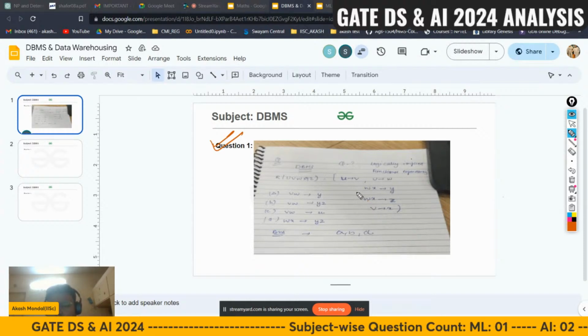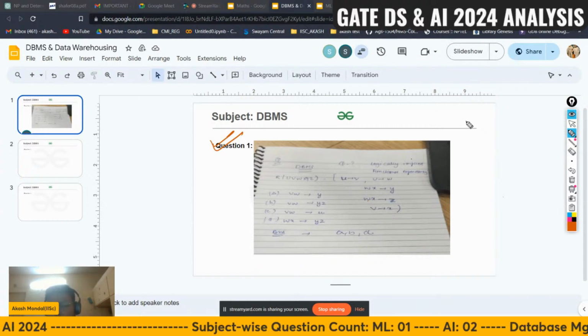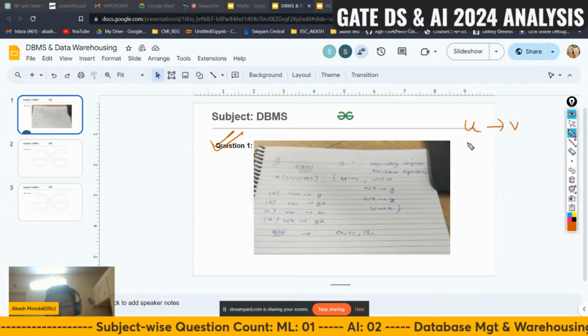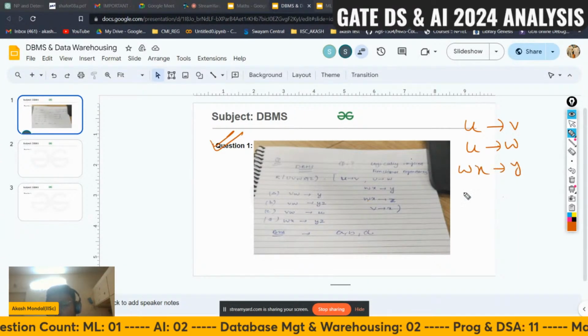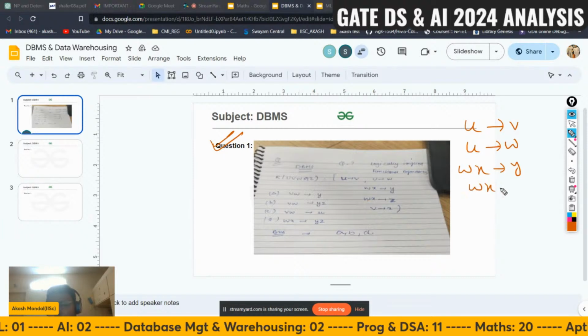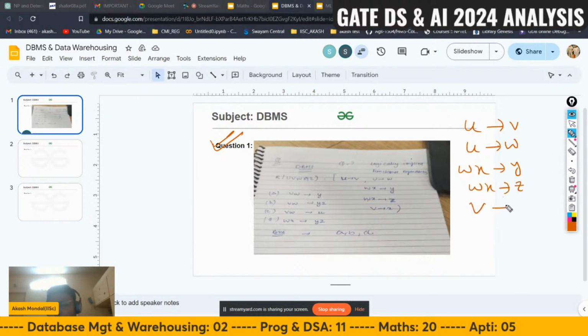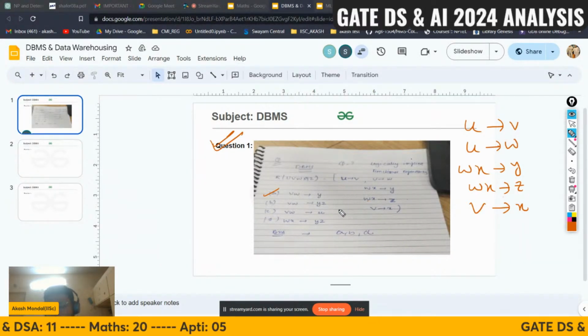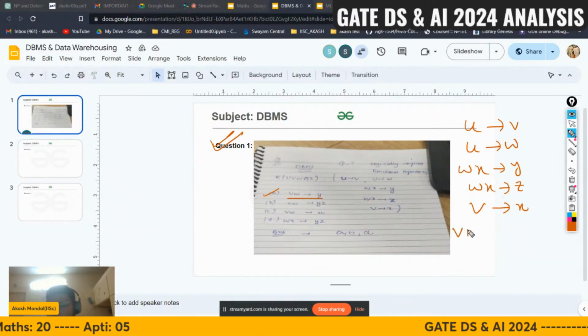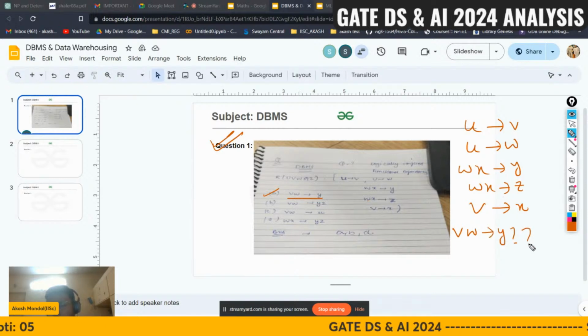See, this functional dependency set is given to you: u to v, u to w, wx to y, wx to z, and v to x. Now they are asking, can you derive this functional dependency, vw to y, from this set of functional dependencies, right? Can you derive that? Let's see.